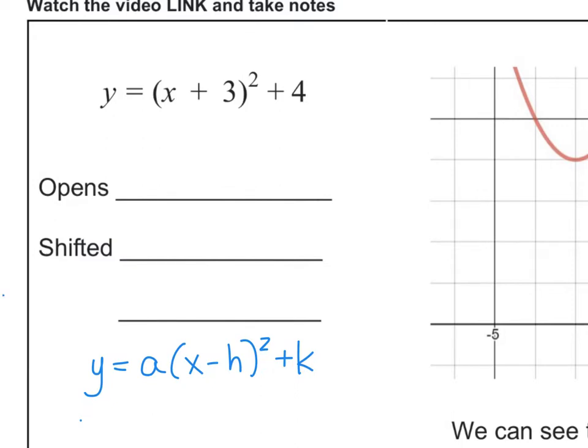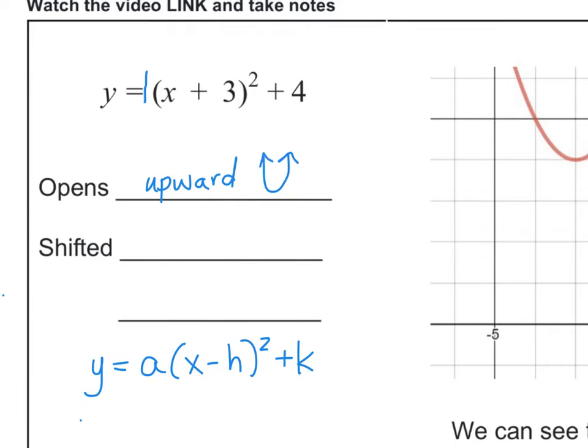We know that if we examine the a value, that tells us about whether our parabola opens upwards or opens downwards. And since there is a positive 1 there, we don't see it, it's not written, but it's positive, we know that this parabola is going to open upward. It's going to be shaped like this.